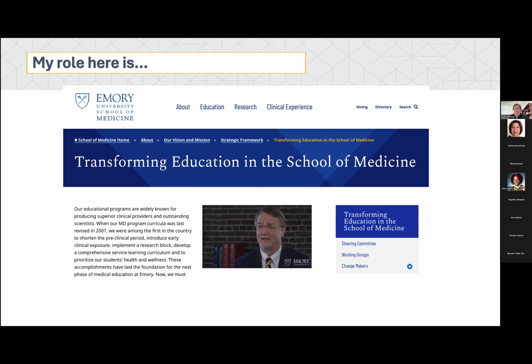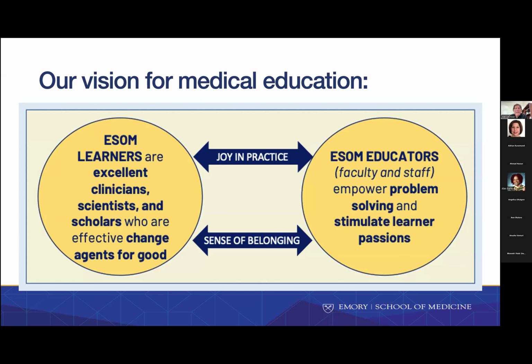So we can go to the next slide. I'm going to get to those in a minute. But one of the things in that working group report that stood out to me is this vision, which is shown in the form of a diagram where you have the learners on the left and the educators on the right. And there's this desire to find ways to stimulate joy in practice and a sense of belonging.